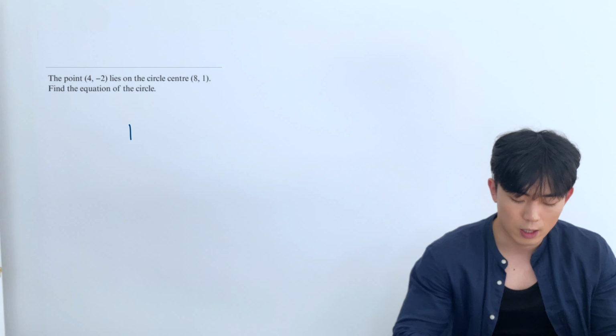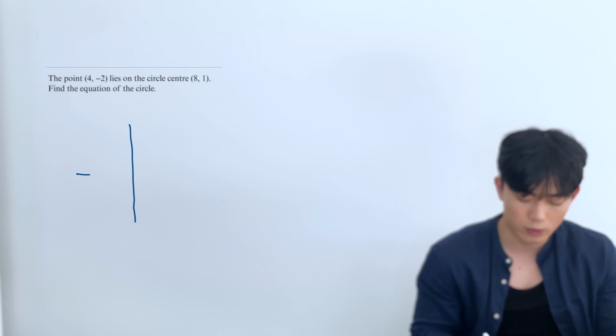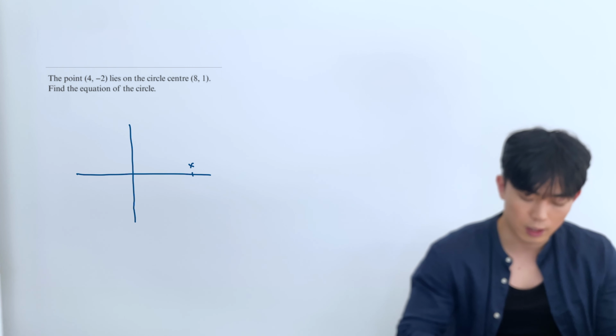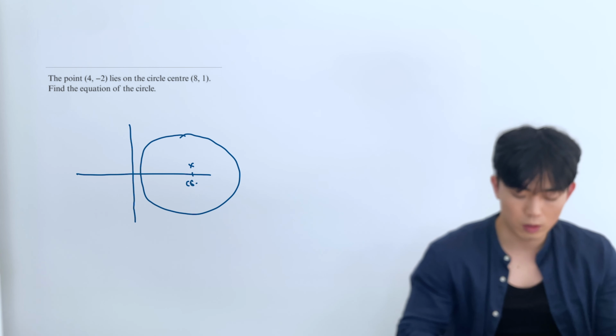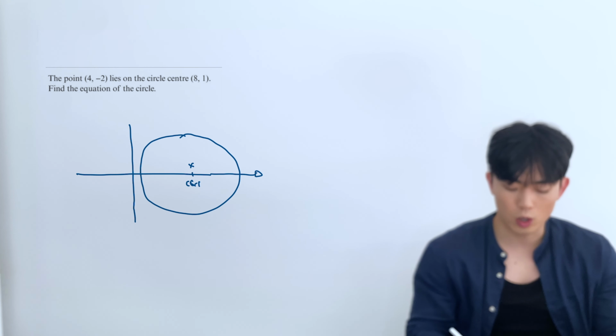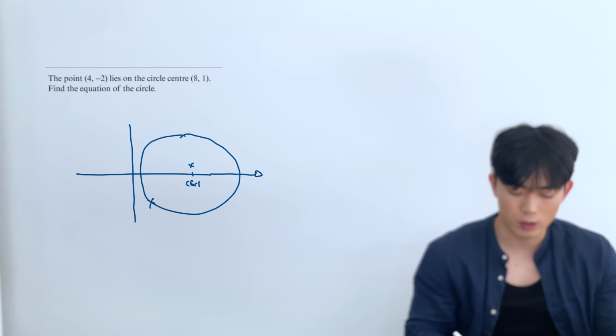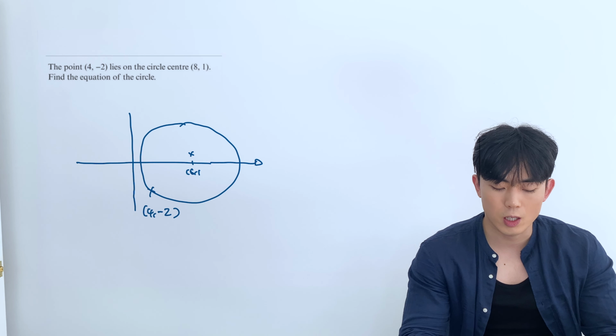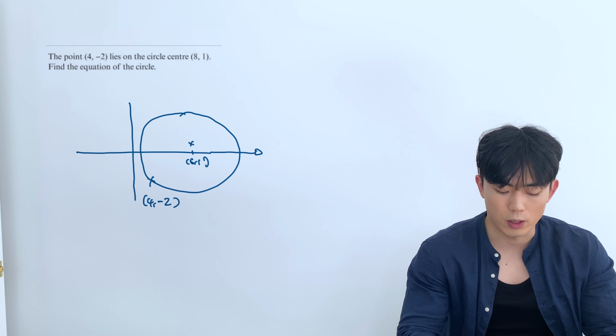Right, so let's try this one here. We have the point (4, -2) lies on the circle with center (8, 1). If I was to quickly sketch it, so (8, 1), and then it's going to look something like this. And then (4, -2), so roughly here, it's going to lie on the circle. They're asking us to find the equation of the circle. Straight away, we know the center, (8, 1), so I can write that down.